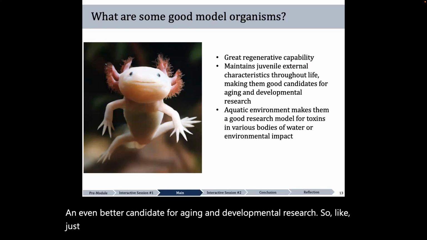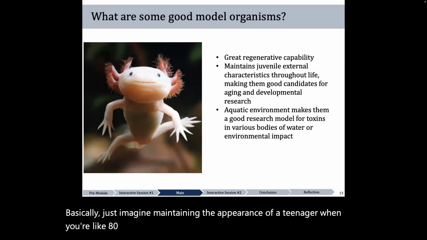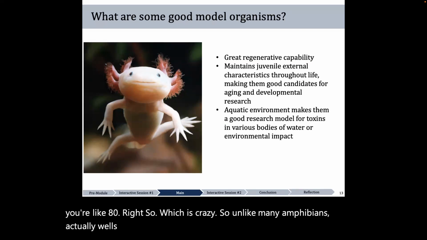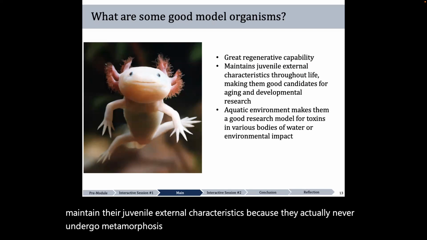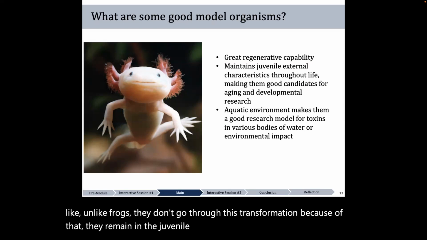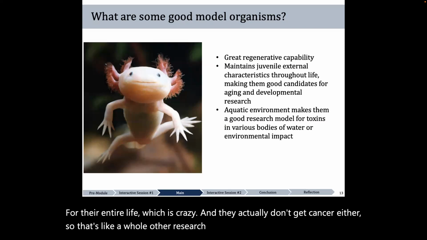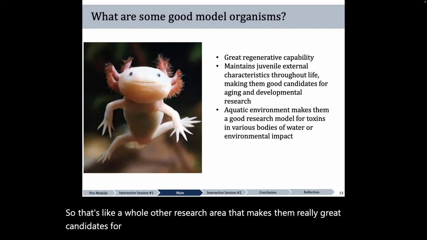So, just imagine maintaining the appearance of a teenager when you're like 80, right? Which is crazy. So unlike many amphibians, axolotls maintain their juvenile external characteristics because they never undergo metamorphosis and transition to land. So they stay in the water. Unlike frogs, they don't go through this transformation. Because of that, they remain in this juvenile state for their entire life, which is crazy. And they actually don't get cancer either. So that's a whole other research area that makes them really great candidates for using as animal models.